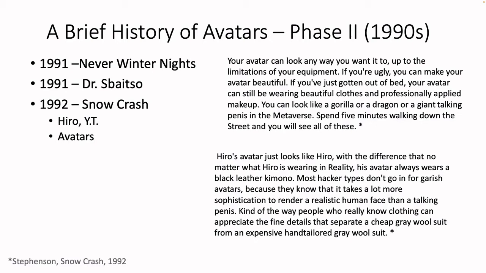And later on, when we had metaverses like Second Life, you can go into a scene and you will see all three of those, a gorilla, a dragon, or a giant talking penis, in many places. In fact, they have to set up rules to restrict people from having certain kinds of avatars. In Hiro's case, it looks just like him, with the exception that he's always wearing a black leather kimono. And then we get into this issue of standards for avatars, right? Why most hacker types don't go in for garish avatars. Why not?